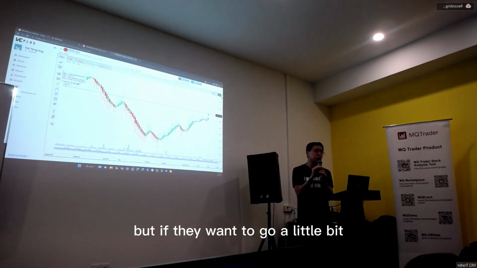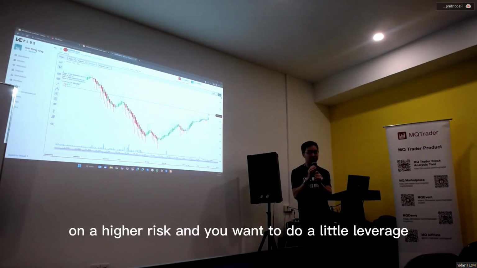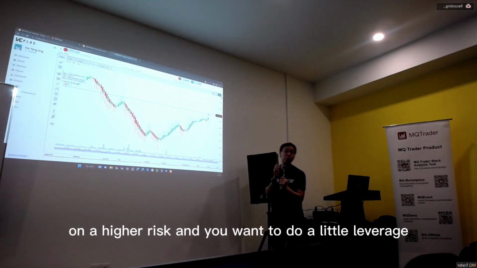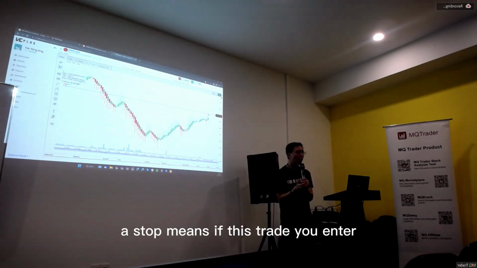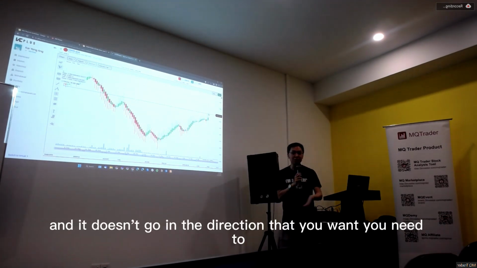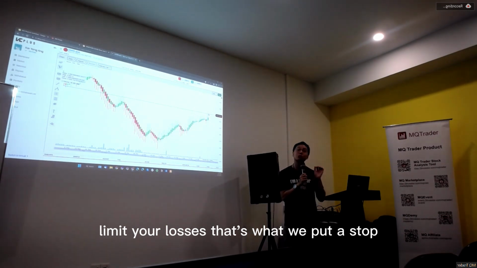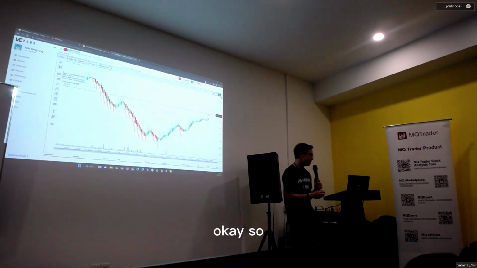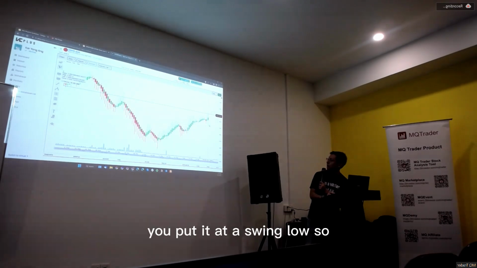But if today you want to go a little bit higher risk and you want to do a little bit of leverage, you need a stop. A stop means if you enter this trade and it doesn't go in the direction that you want, you need to limit your losses. That's what we call a stop. So in this case, if you want to put a stop, you put it at a swing low.